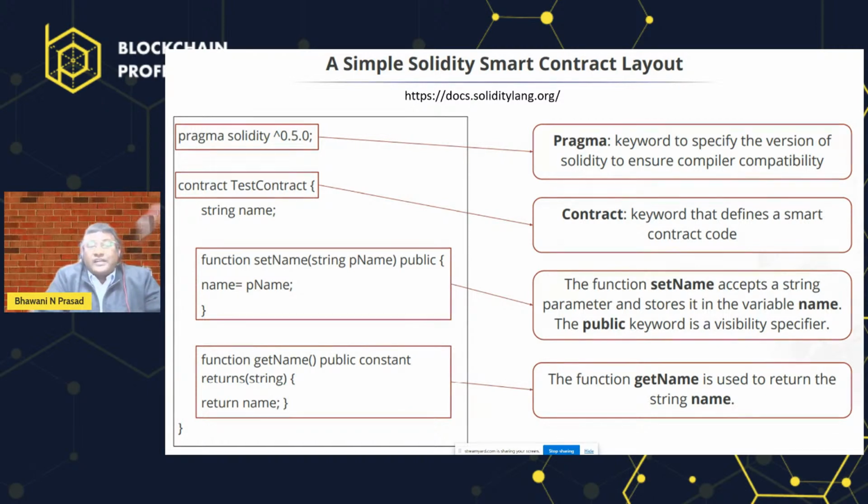Next, the contract keyword is mandatory. It is the keyword that defines the smart contract code: contract, then you give the contract name and some parameters and variables. Third is the function. A function accepts a string parameter and stores it in the variable name. The public keyword is a visibility specifier. Here a function is just like defining your rules, protocols.